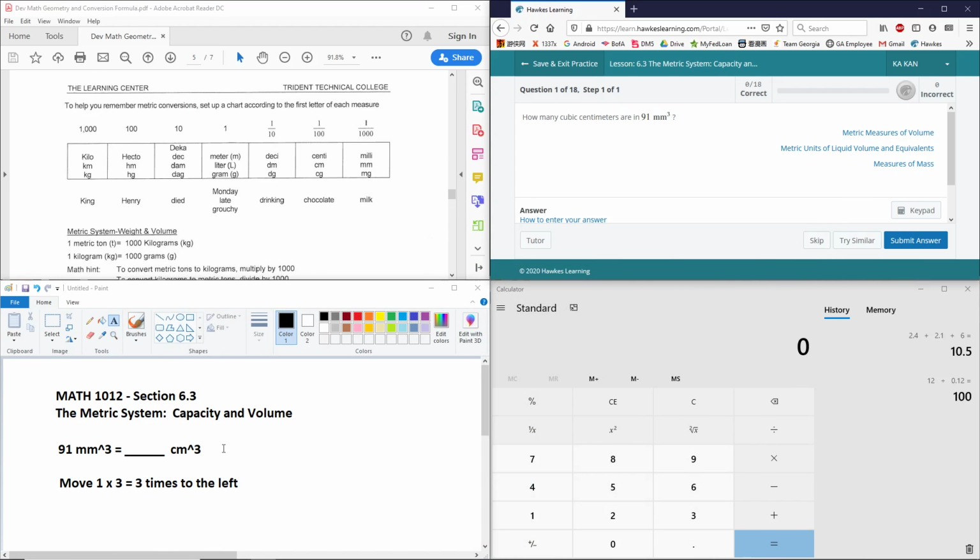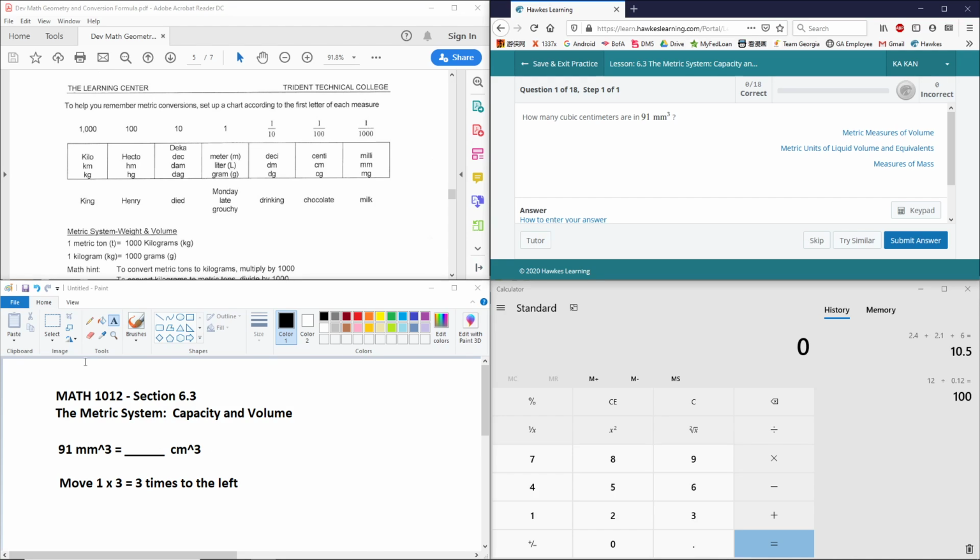So this is Math 1012, Session 6.3, the metric system, capacity and volume. The first question here is how many cubic centimeters are in 91 cubic millimeters.